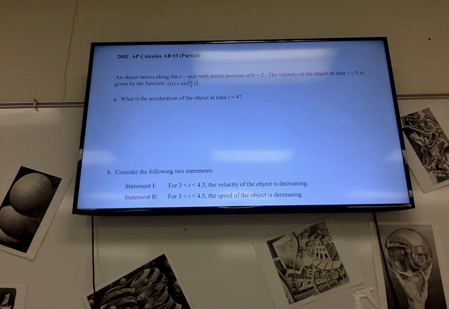The velocity of the object at time t, for t greater than or equal to 0, is given by the function... What is the acceleration? So, how do you find the acceleration? Double prime. Derivative. Double prime of what? V. We don't have P's, V. It says V right there. So how do you find the acceleration if you have velocity? The derivative. Just one. Yeah, one prime. So V prime of t, which is the acceleration.